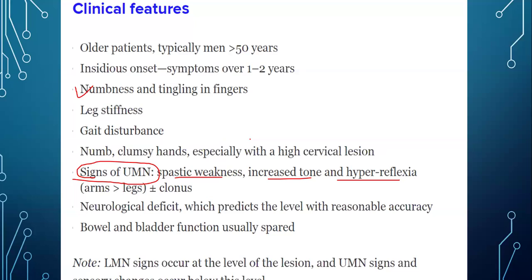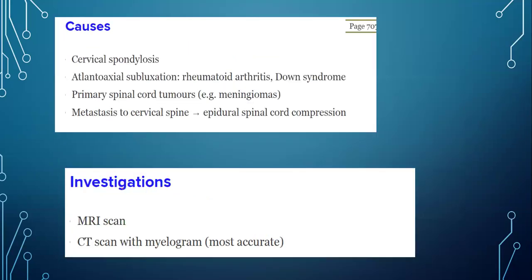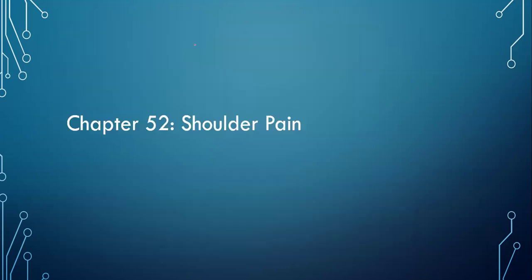Initially it would start with pins and needles or a tingling numbness sensation in the fingers, and then eventually, if the cord gets compressed, they will have spastic paraplegia, that means weakness of both arms, hypertonia and hyperreflexia. If that happens, that patient needs an urgent MRI scan or a CT with myelogram. Myelopathy means spinal cord compression, and radiculopathy means nerve compression. That's the easiest way to remember.